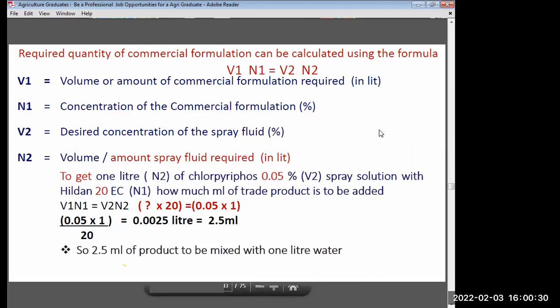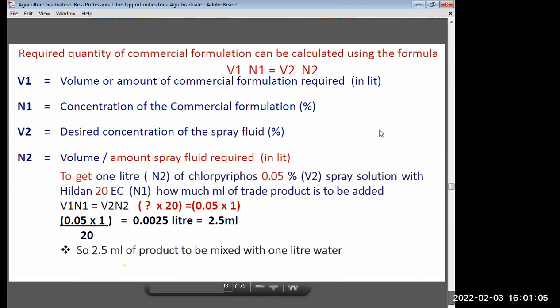The concentration of the commercial formulation, that you can see on the container, 20 EC in water, right? And the 20 EC is known. Then V2 is the desired concentration of the spray fluid. Our agriculture officer must have told, sir, you have to use at the rate of 0.05%. So the desired concentration of the spray fluid is 0.05% for the high volume sprayer. Then N2, the volume or amount of spray fluid required in liter.